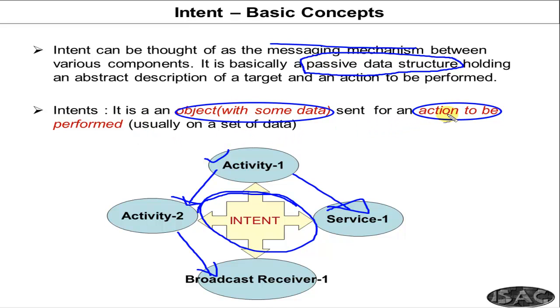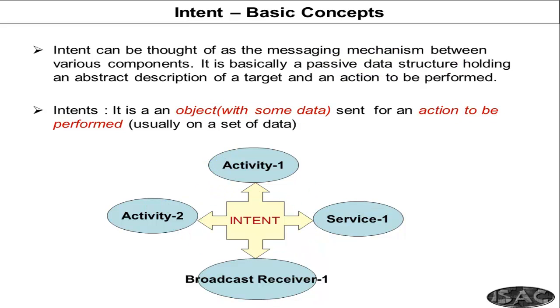Action to be performed means I want this service to start, I want this service to stop, I want this activity to be launched. I want this broadcast receiver to do something, I want this activity to open a web browser, I want this activity to show me a particular website, I want this activity to capture an image. That is what I mean by action to be performed. Okay. So, whenever you create an intent object, generally there will be some data, the name of the other component which will receive it, and the action to be performed on that other component.